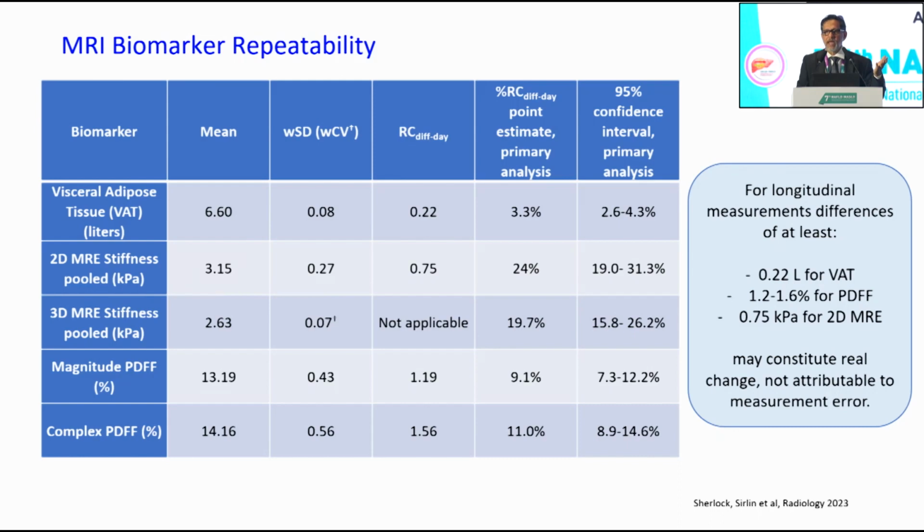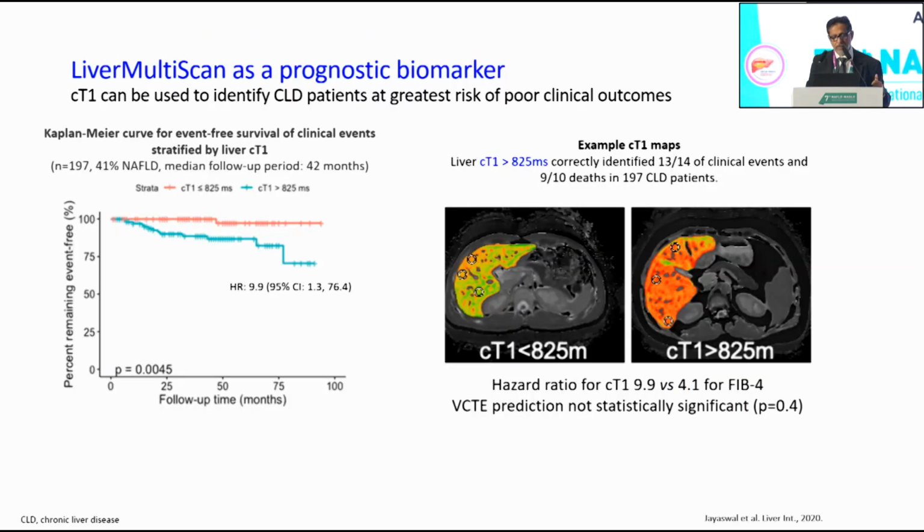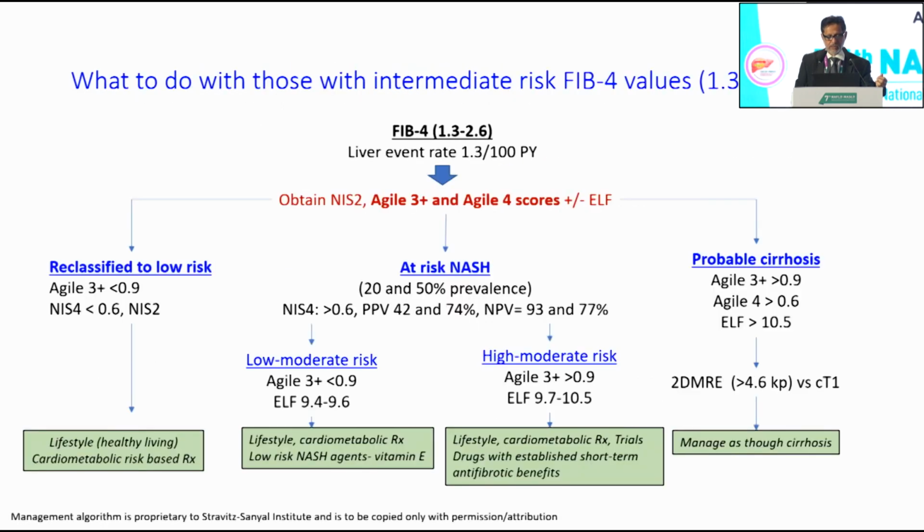But MR also has issues. MR has a reproducibility issue also, and it's up to 20%. So MR elastography is not the precision tool everybody thinks. There also you have to have more than 20-25% change before you know there's a real change. Now the MR for measuring visceral adipose tissue, PDFF, etc. are actually much better. And then similar data with corrected T1, where above 825 is a magic number for those who have clinically significant fibrosis. And then recent data will come out actually showing that this is true as well.